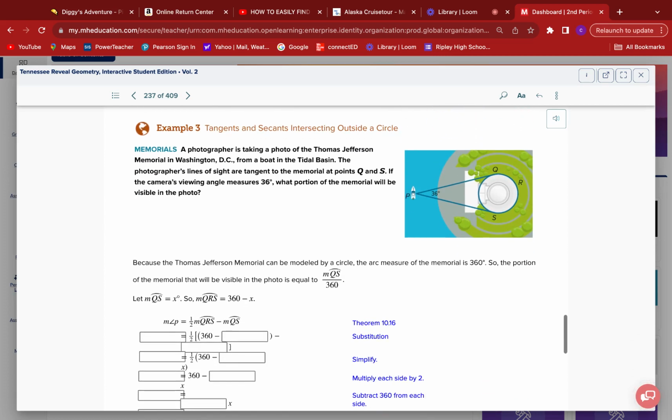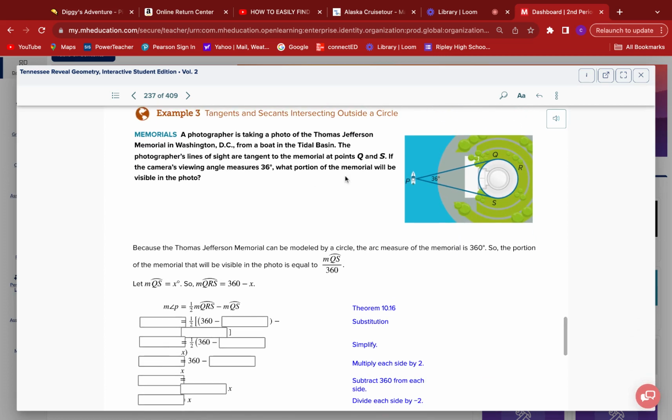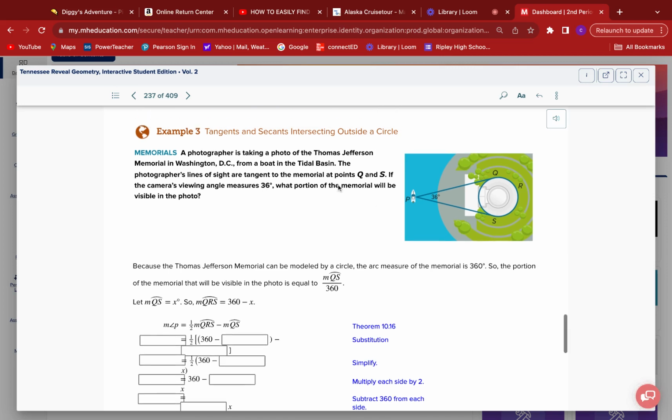Example number 3 is a word problem. First off, I see that this angle is outside the circle. The rule says that you subtract the 2 arcs and you divide by 2. They gave me the angle, which means I'm going to have to do the opposite of dividing by 2, and that's to multiply by 2 and figure some stuff out. But let me read this first.